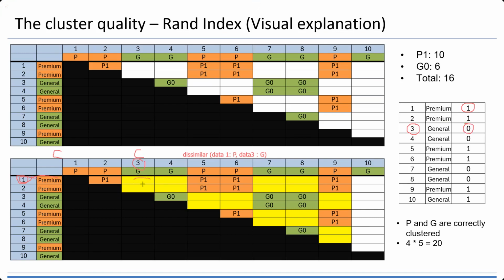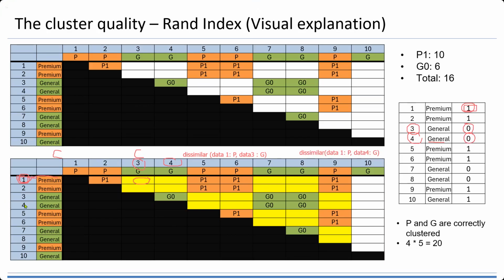So they are totally in different clusters. So you can see the yellow color. Now let's see the data number 1 and number 4. The data number 1 is in the cluster 1. The data number 4 is in the cluster 0. Then it is dissimilar. It is dissimilar because data 1 is P and data 4 is G, and they are split. The data 1 is in the cluster 1 and the data 4 is in the cluster 0.